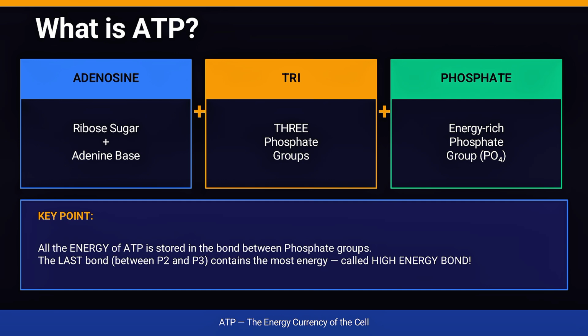Now the most important thing to remember, all the energy of ATP is stored in the bond between these phosphate groups, especially in the last bond between the second and third phosphate.